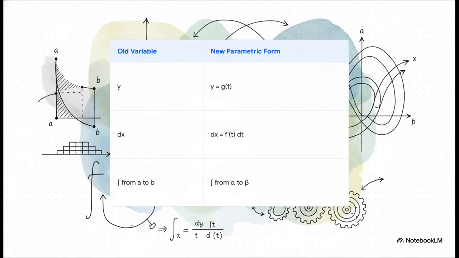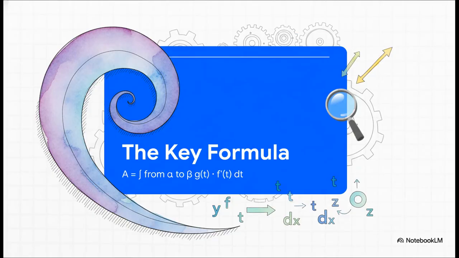So, how do we actually make the switch? Well, first up, we substitute y with its parametric form, g of t. Simple enough. For dx, we use the chain rule, which lets us express it in terms of t, giving us f prime of t dt. And of course, we can't forget the limits of our integration. They have to be converted from x values to their corresponding t values. And voila, here it is. After substituting our y and our dx, we get this new, powerful formula. This is our new workhorse. This single expression lets us calculate the area for pretty much any parametrically defined curve, all in terms of t.